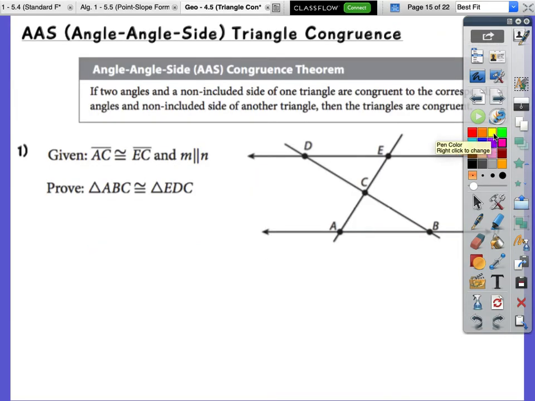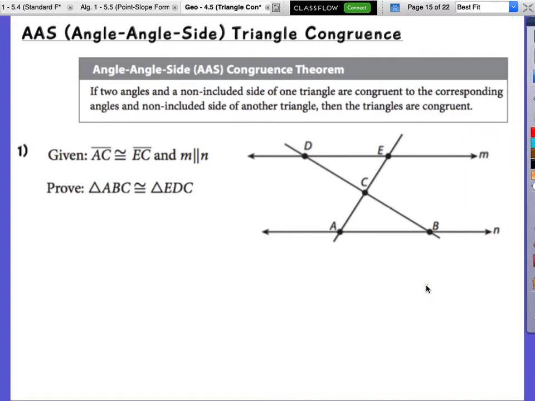And just like that, we're on to angle, angle, side. This is our fourth one. We're cooking through them today. Angle, angle, side triangle congruence. If two angles and a non-included side of one triangle are congruent to the corresponding angles and non-included side of another triangle, then the triangles are congruent.